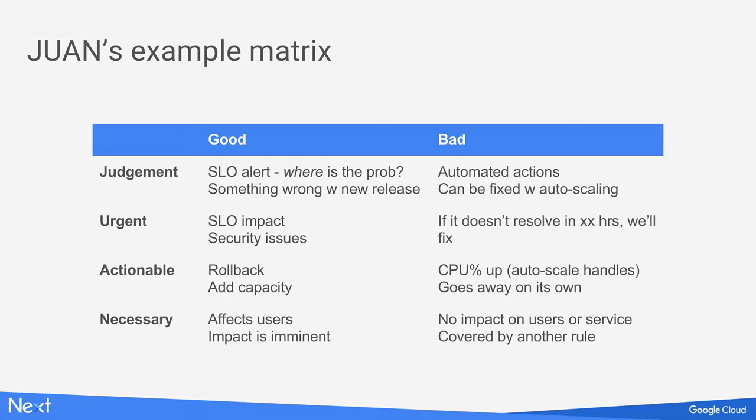So another thing is actionable, when you need to determine if something needs rollback, when you need to determine if you need to add capacity and it's not automatically added.